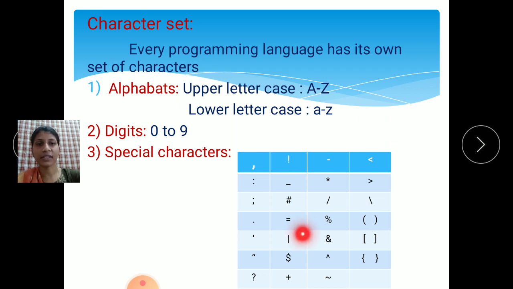Then this symbol is called the pipeline. The pipeline shows the OR condition, meaning this or this. For that purpose we use this symbol. Then the dollar sign. If you want to write any dollar values in your program, use the dollar sign.